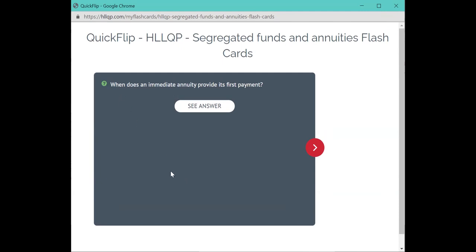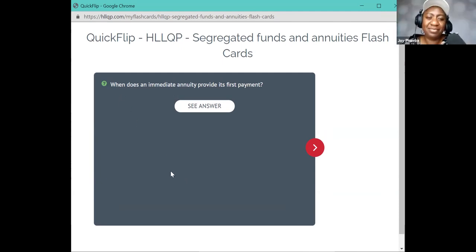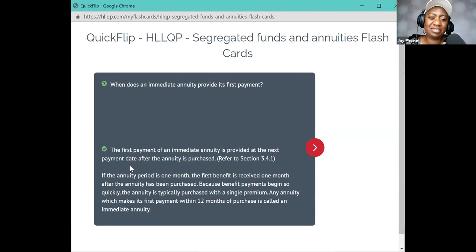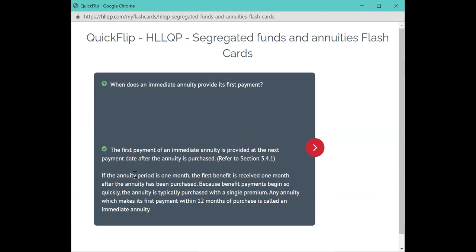Why does an annuity provide immediately now? The first payment of an immediate annuity is provided at the next payment date after the annuity is purchased. Do you guys want to read this one before I move? Okay, moving on.